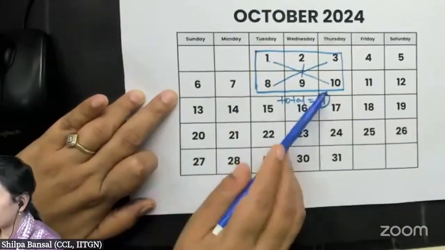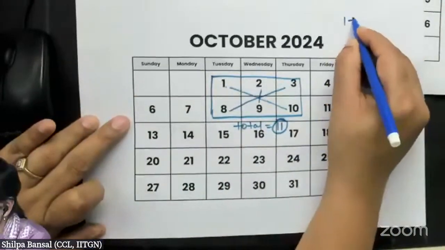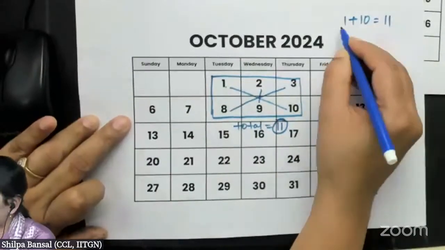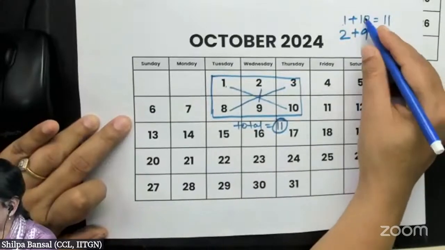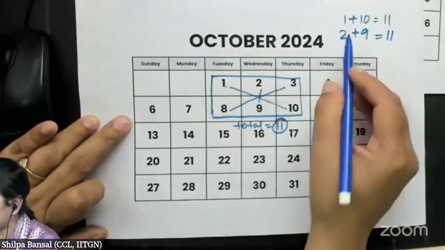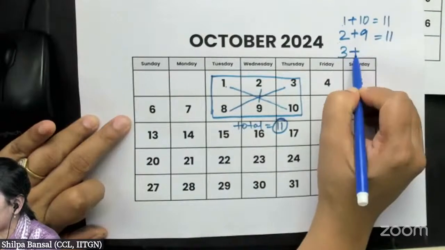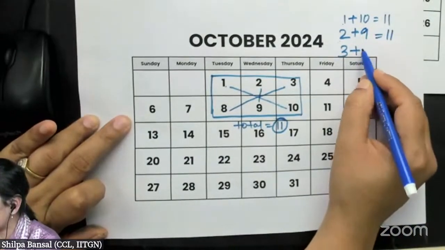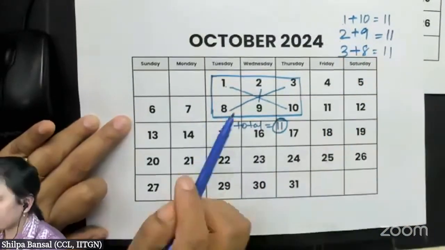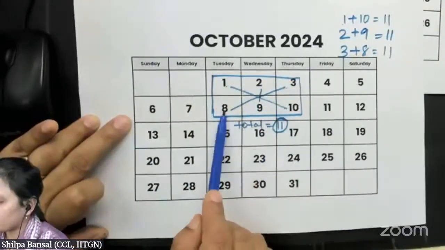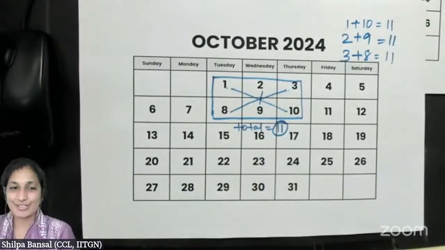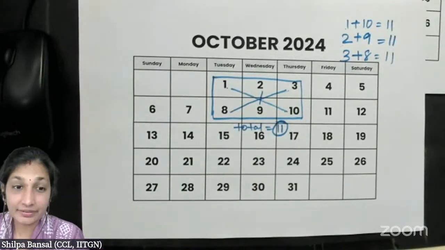Here, why? We can see, if I write 1 plus 10, 11, if I increase this one, I have to decrease this one. So 2 here increases, here decreases, so the total will be 11. If here I increase to 3, here I will have to decrease, so 8, 11. So we have these numbers: 1 plus 10, 11, 2 plus 9, 11, and 3 plus 8 also 11. So everywhere this pattern remains the same.